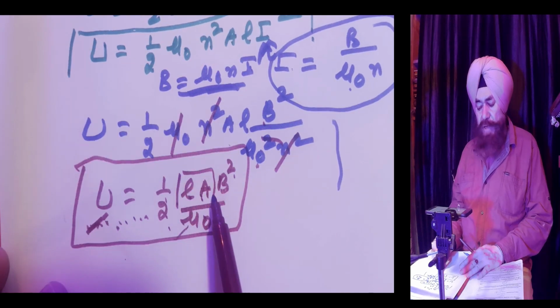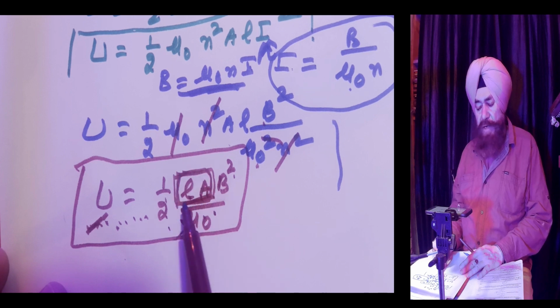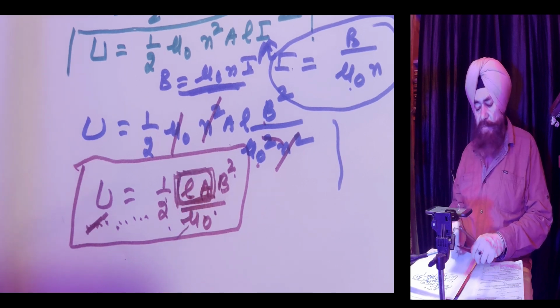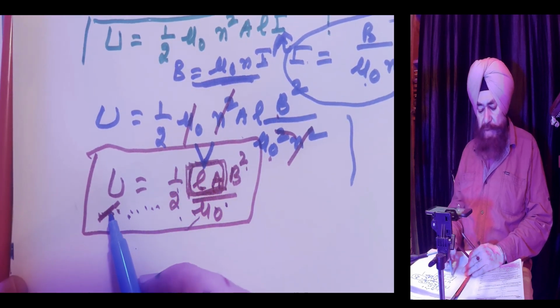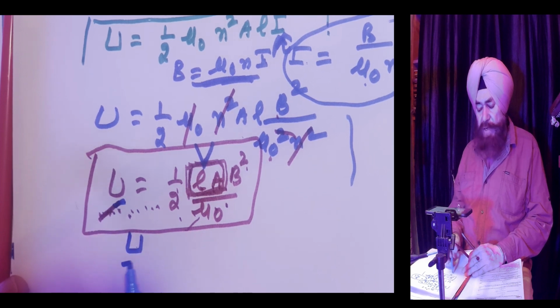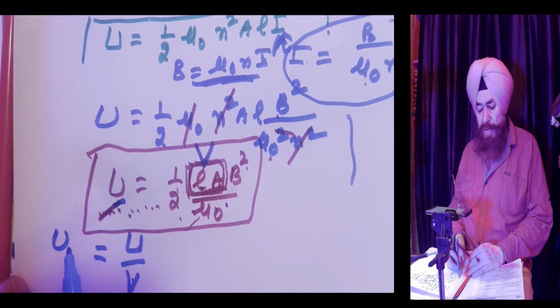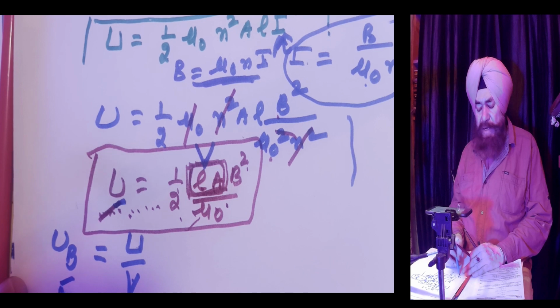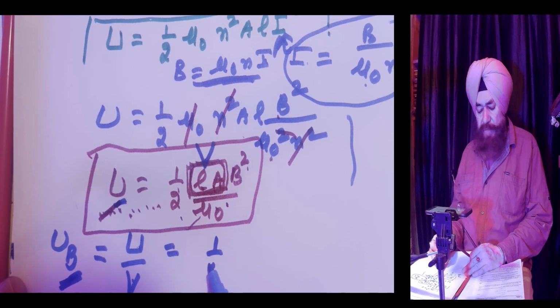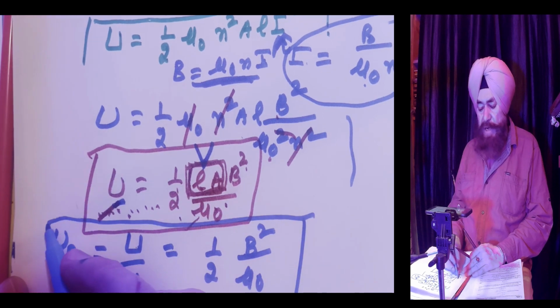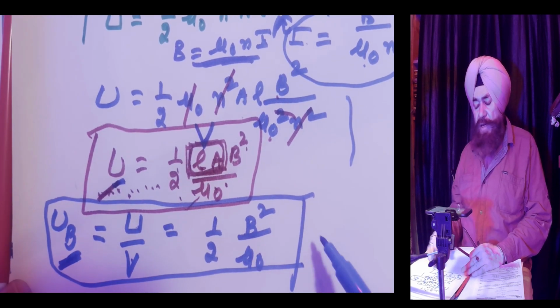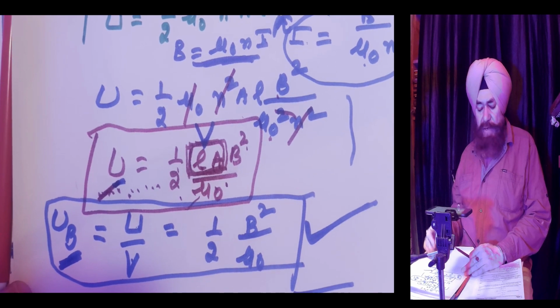This length into area is the volume of the conductor. So if I replace it with V, the volume of the conductor, and take the volume to this side, then energy per unit volume is called energy density, the magnetic energy density in case of an inductor. It is half B square upon mu naught. So this is a very important expression for the energy density of an inductor.